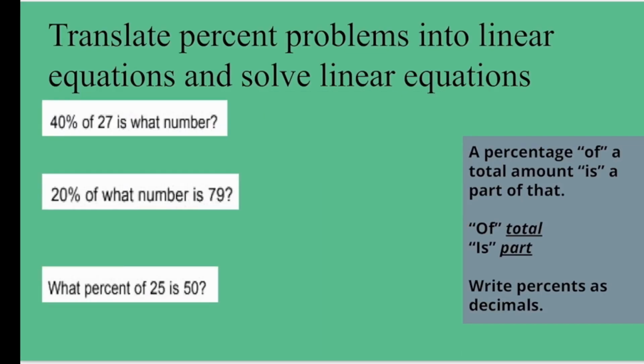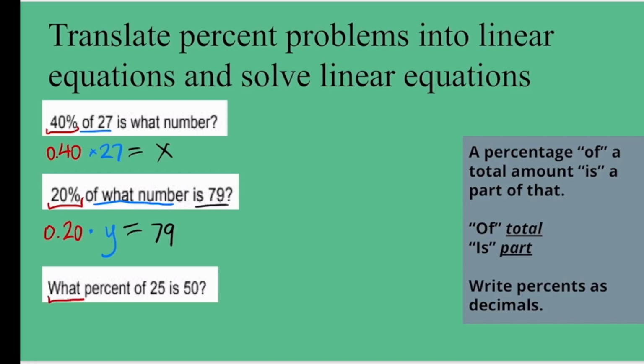And now let's just practice some more. So 40% is 0.40. It's of 27, so that's multiplied by 27, and that's going to equal our answer. For the second one, 20% is 0.20. We are going to multiply by what? I don't know. And that's going to equal 79.